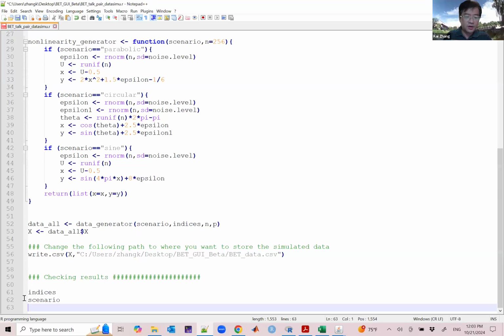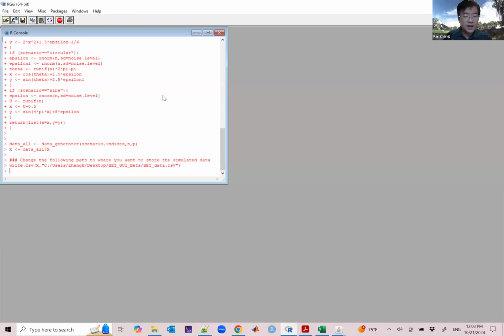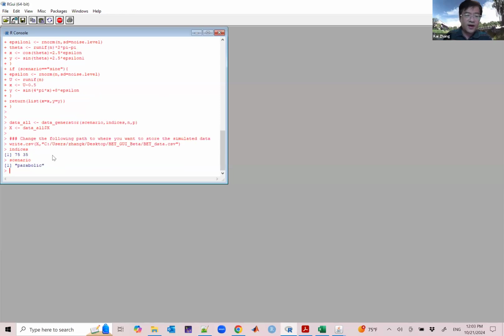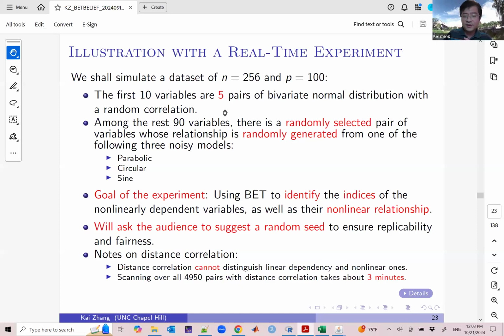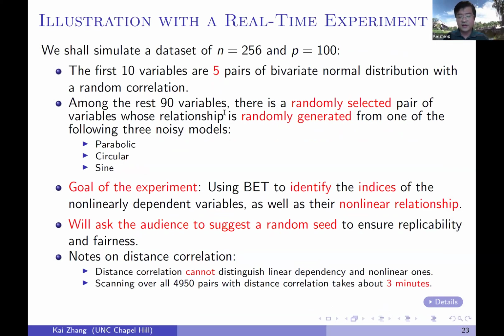So let's go back to the code. We have recorded which two variables are related and what their relationship is, and let's check. 35 and 75, and it's indeed parabolic, right? So it works here. Hope it's clear. It's fast and it can detect nonlinear relationships. So in 3 seconds it can scan over the 5,000 tests and identify this one pair of nonlinear relationship.